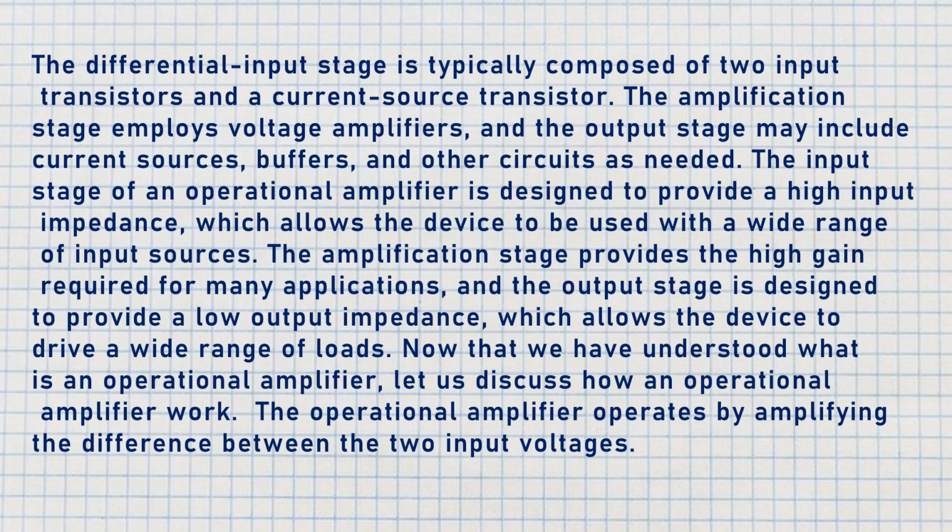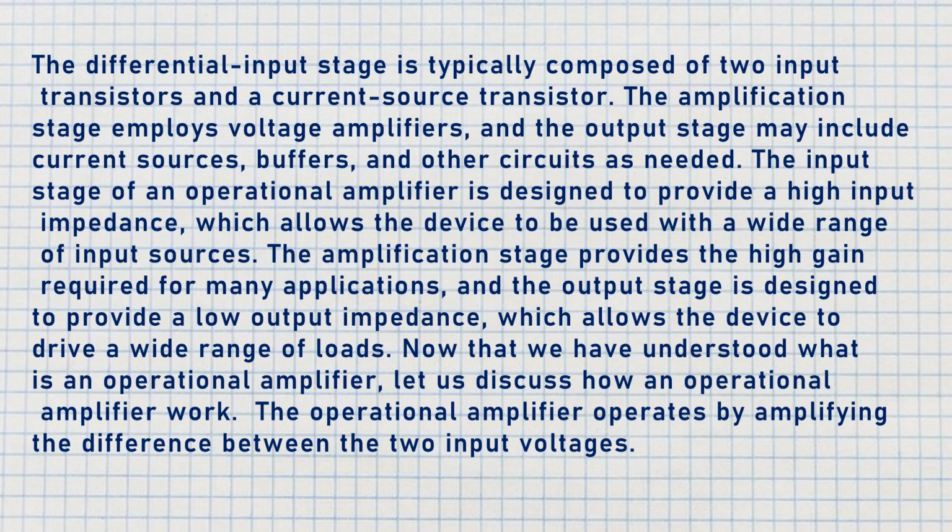The differential input stage is typically composed of two input transistors and a current source transistor. The amplification stage employs voltage amplifiers, and the output stage may include current sources, buffers, and other circuits as needed. The input stage of an operational amplifier is designed to provide a high input impedance, which allows the device to be used with a wide range of input sources. The amplification stage provides the high gain required for many applications, and the output stage is designed to provide a low output impedance, which allows the device to drive a wide range of loads.